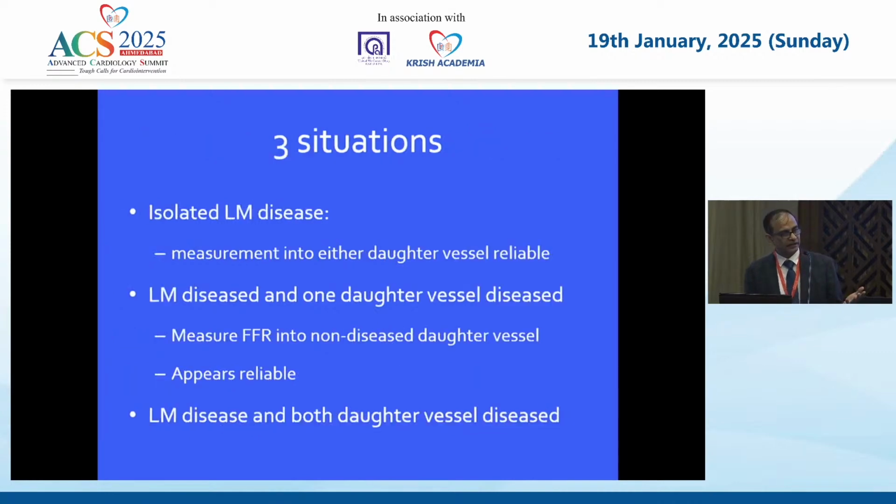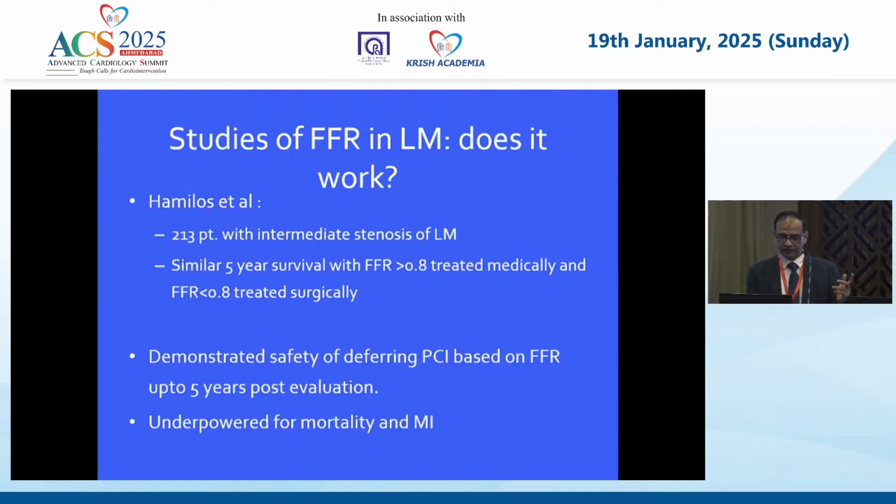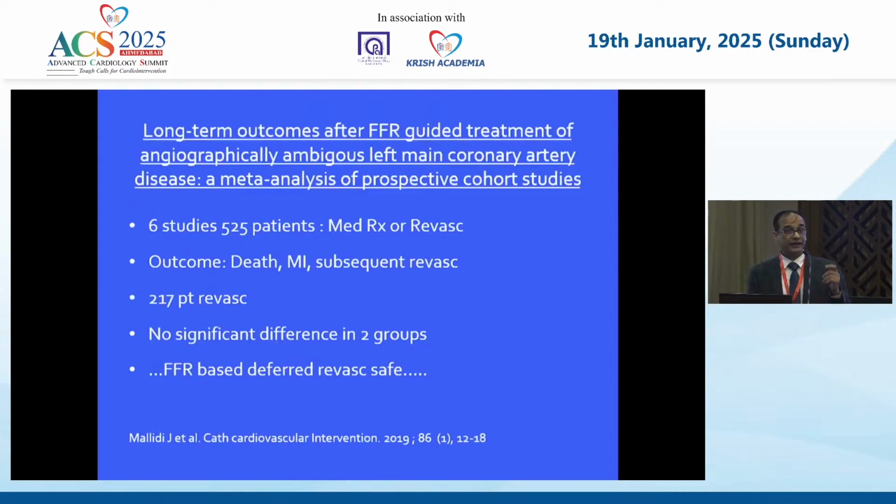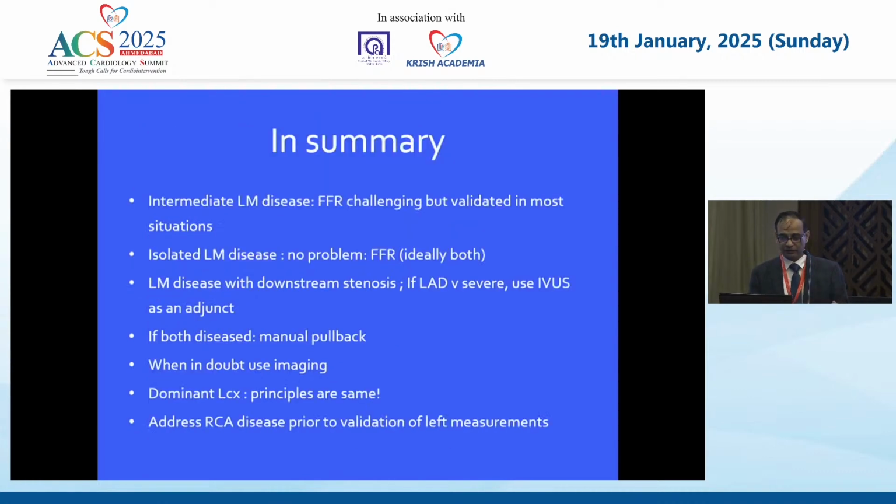So if it's isolated left main disease, measure into either daughter vessel, it's reliable. If the left main is diseased and one daughter vessel is diseased, measure the non-diseased one. It is reliable as long as the FFR into the diseased vessel is more than 0.6. And if both daughter vessels are diseased, then you know that you have to fix everything. These are the studies which we will not go into, but it has been shown that deferral of the left main based on a non-obstructive FFR is absolutely safe. This has been shown out to 2 years, and I think that's as good data as you can get. In any case, you're going to keep these patients on follow-up in the long term.